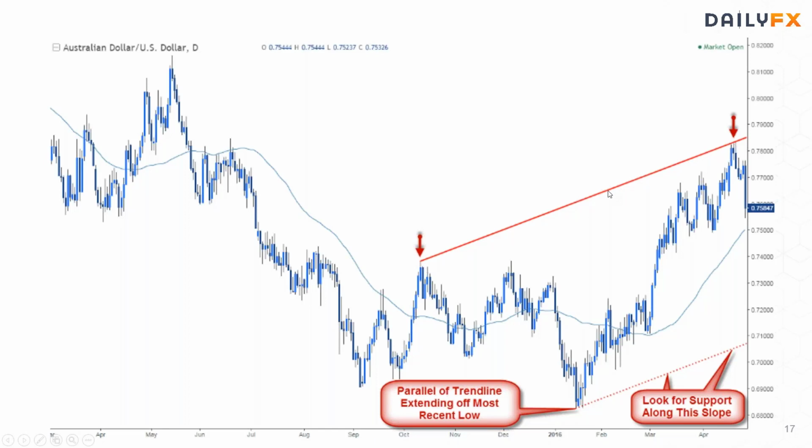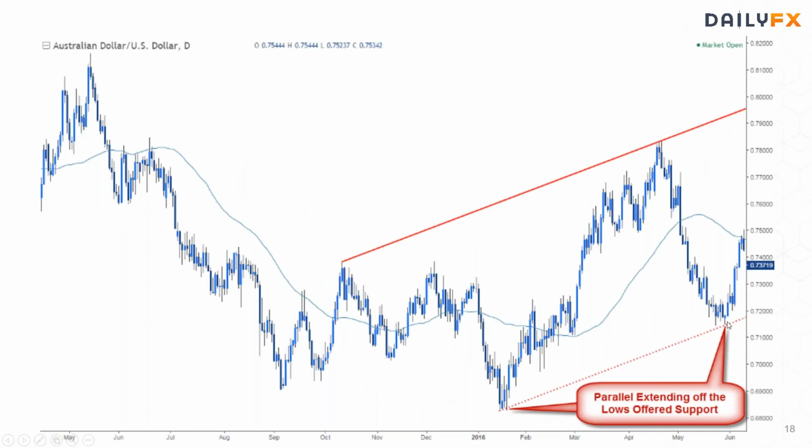But if I take a parallel of that slope and I extend it off the low, it's telling me that if the market pulls back, this is where I should be looking for support along this plane. Well, guess what? That's exactly where the decline did find support, and we launched higher. The question becomes, is there a way that I could have derived this gradient before this high came in?